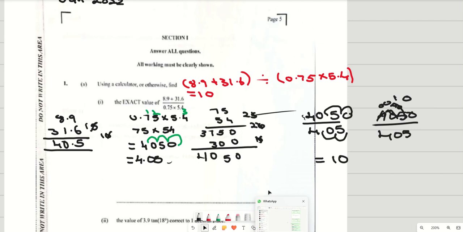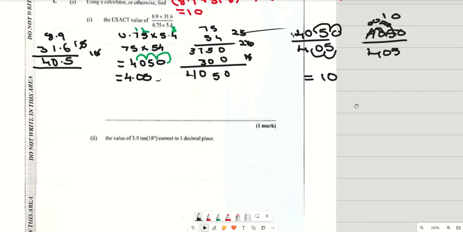Again, guys, I would not recommend this because this is only 1 mark, and you see how long it took me to do this first question.